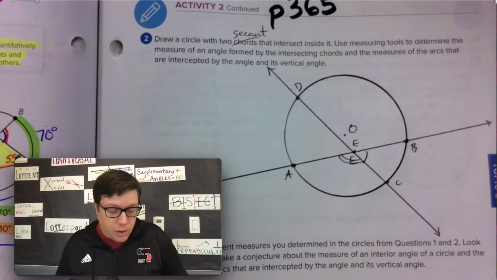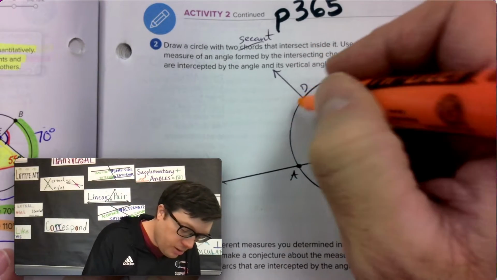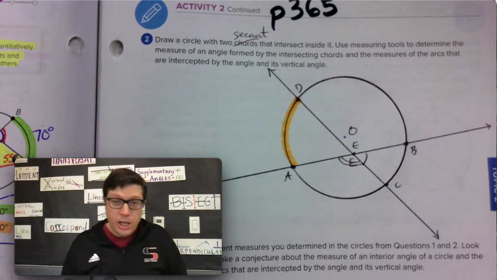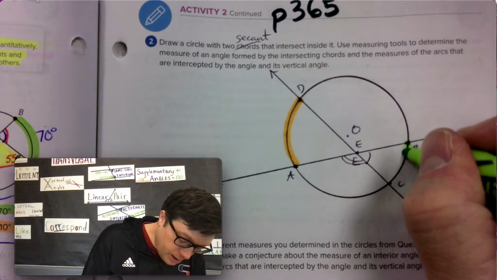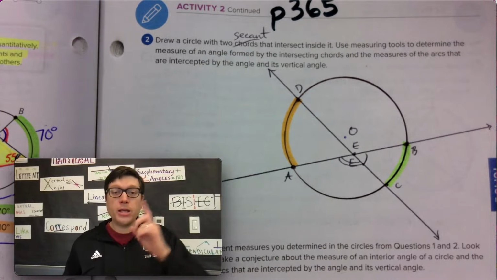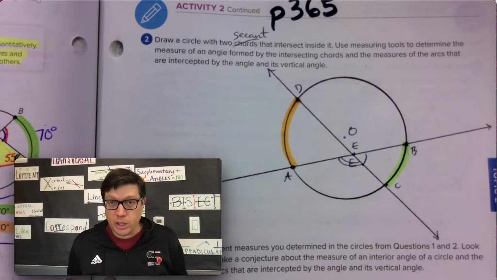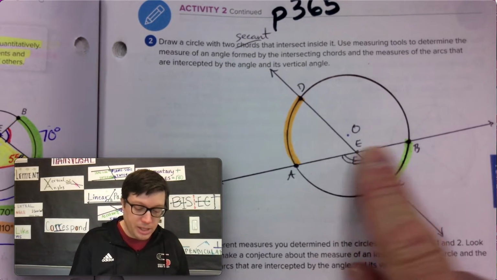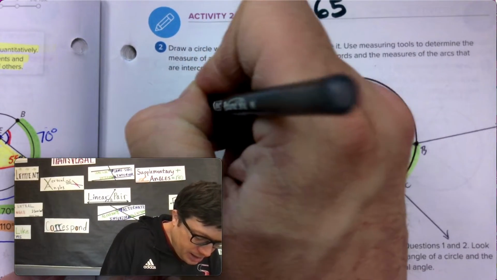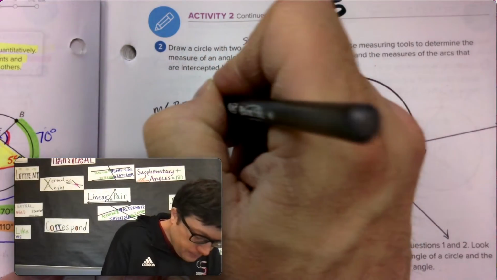Okay, so we also need to know the measure of the arcs. So the measure of the arcs here would be like AD. We'll color that orange. And BC, we'll color that one green. So it looks kind of like the work that we did on the other page. Okay, here's the deal. I can just straight up measure angle E, specifically BEC. The measure of angle BEC, and I'm going to get a number.